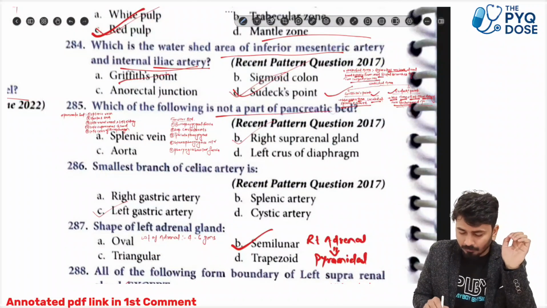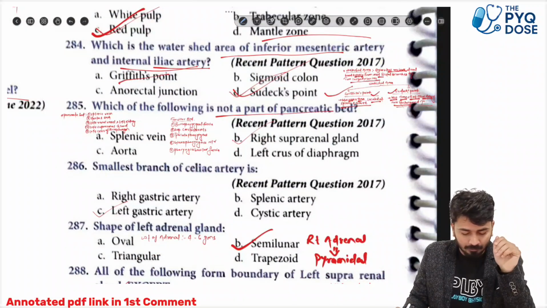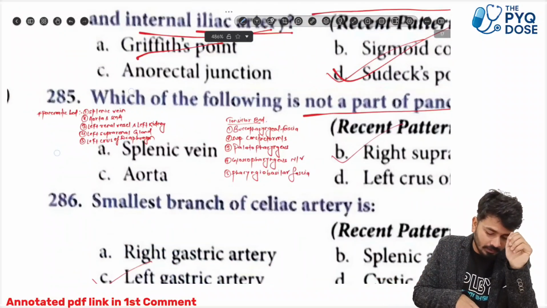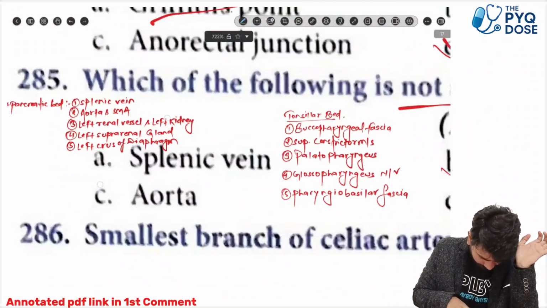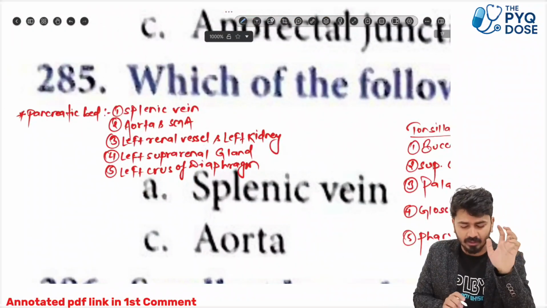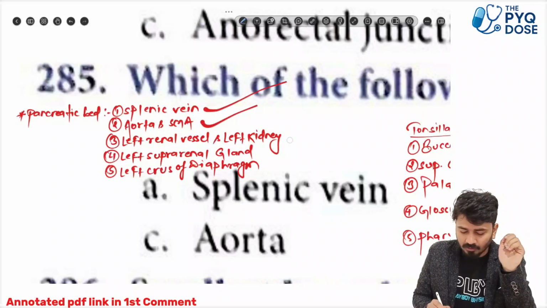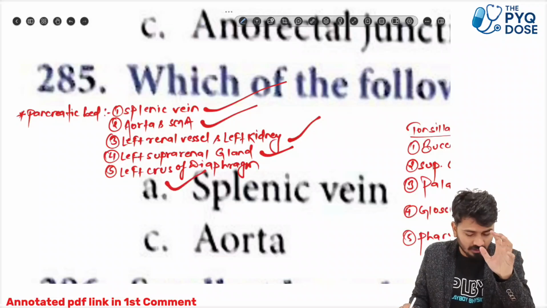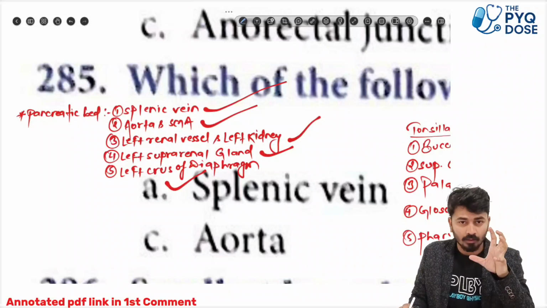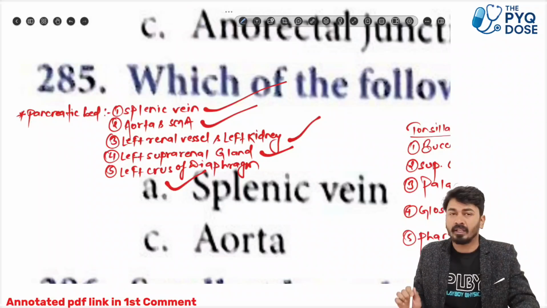Which of the following is not a part of the pancreatic bed? What are the parts of the pancreatic bed? First let us understand, and then the answer will come by itself. So if we talk about the pancreatic bed, there will be the splenic vein, aorta and superior mesenteric artery, left renal vessel and left kidney, left suprarenal gland and left crus of the diaphragm. These five structures compositely form the pancreatic bed.